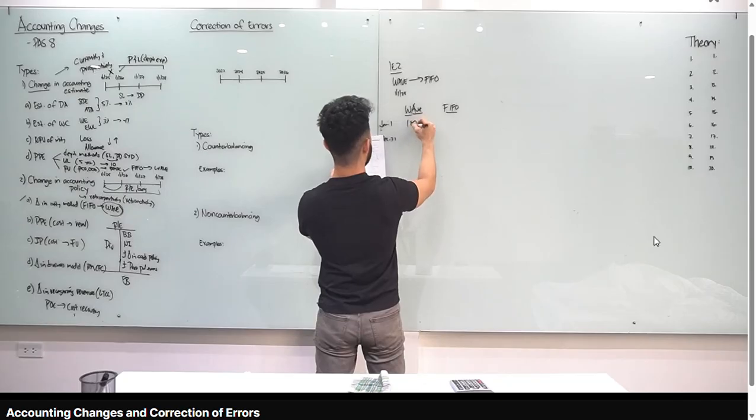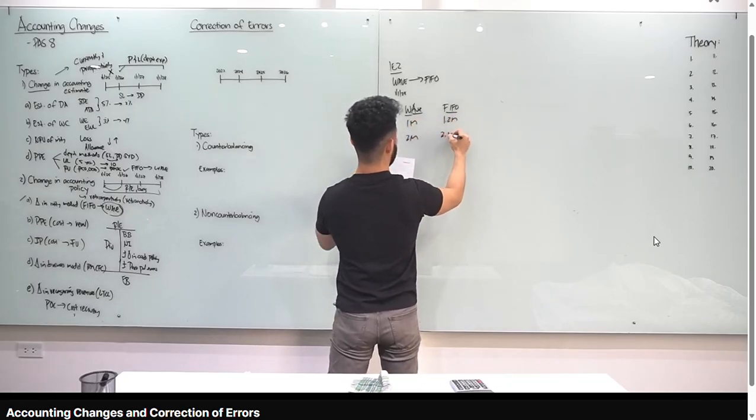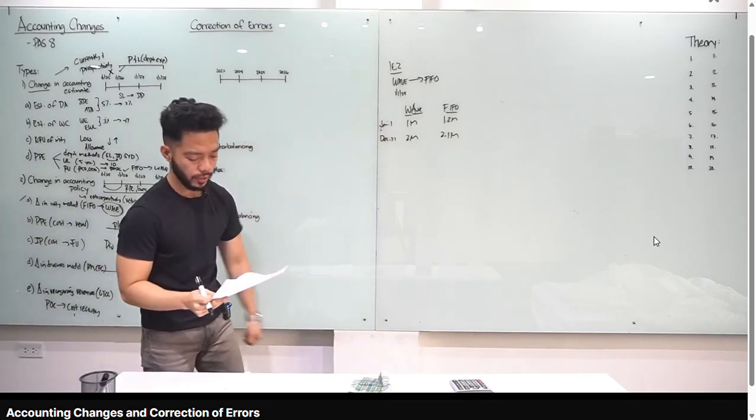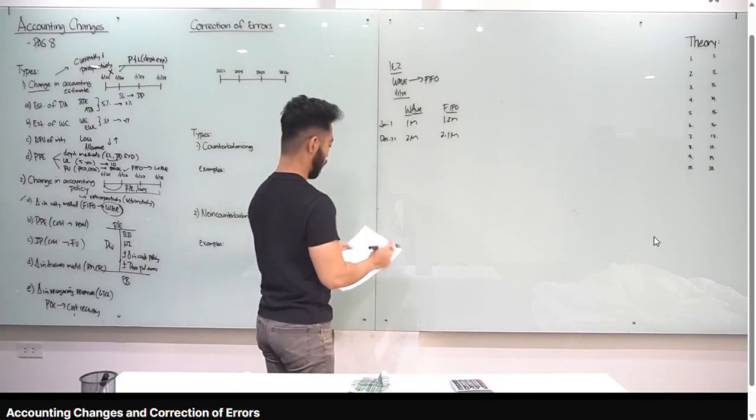1 million yung weighted average natin, and then 2 million. Sa FIFO naman, 1.2 million, and then 2.1 million. Okay, so ganyan sa given. Sir, ano yung magiging effect niyan? Tandaan mo to, class. January 1 nagkaroon ng change, tama? From weighted average to FIFO. Tama ba?